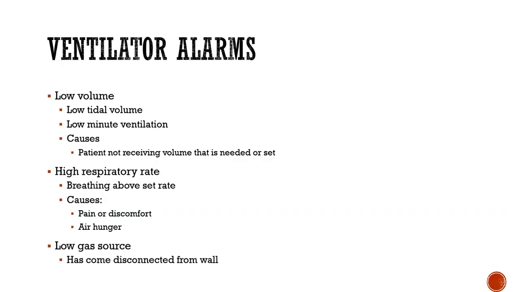Low volume, so low tidal volume or low minute ventilation, means the patient is just not receiving the volume that is set or needed. And then high respiratory rate is breathing above the set rate. This can be from pain or discomfort, air hunger, honestly anxiety when they're hyperventilating. If patients are awake and we're trying to extubate them and they're kind of coming around and just like, oh my God, what is happening? And they start freaking out, you're going to start seeing their respiratory rates go up a lot. And then a low gas source means that something has come disconnected from the wall or the vent circuit, something's just not connected where it needs to be, and it's not getting the adequate oxygen that it needs.